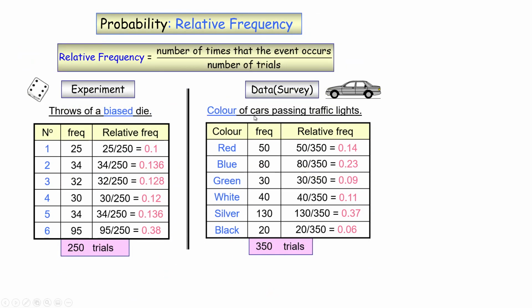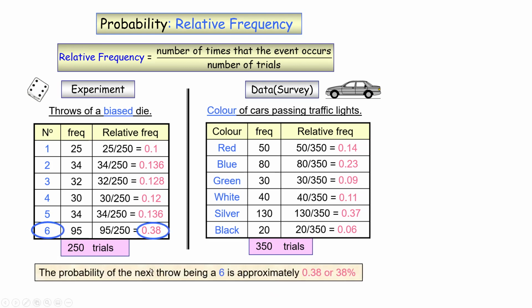So these are our experiments and data that we've just done. As we say here, the probability of the next throw being a 6 is 0.38, which is very high compared to every other occurrence. The probability of getting a 1 is 0.1. And with the cars, the probability of seeing a blue car is 0.23. The probability of the next car being silver is 0.37, which is the highest in the population.